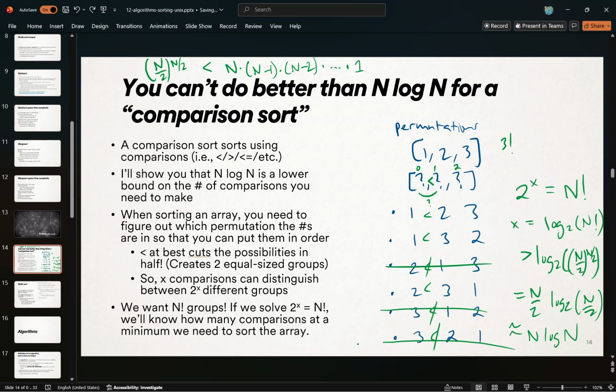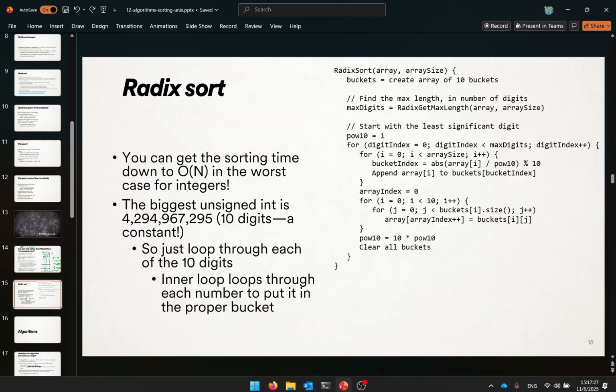Yeah, that's why n log n is the best you can do for a comparison sort, but it's not the best you can do for every type of thing. There are some sorting algorithms that work without comparisons. Would you like to see one? Are you ready for that? Yeah. I will not test you on this one, but it's a weird one.